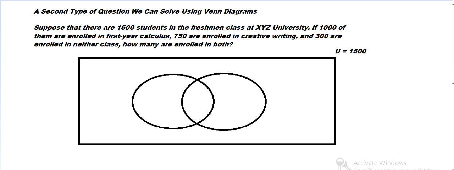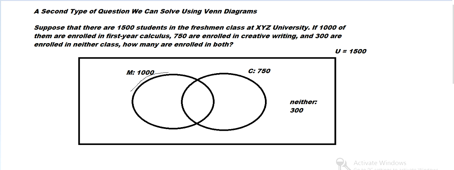We're told there are 300, and then let's say M for calculus, we've got 1,000, and C for creative writing, 750. And then 300 in neither. So that means we've got 300 in neither, but there is a total of 1,500. So that means 1,200 are in at least one.